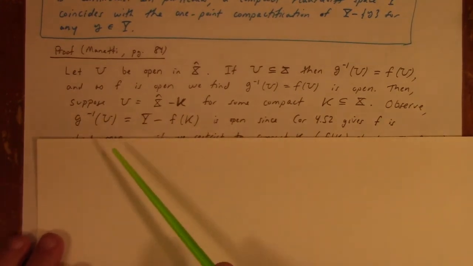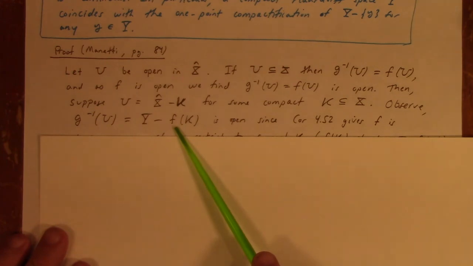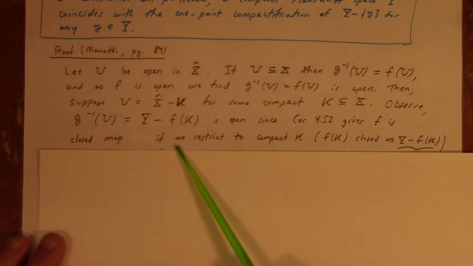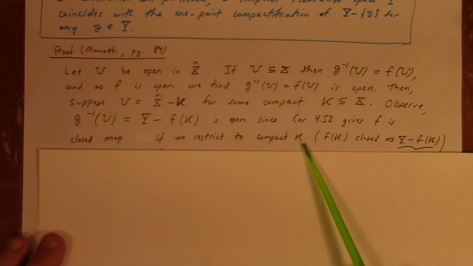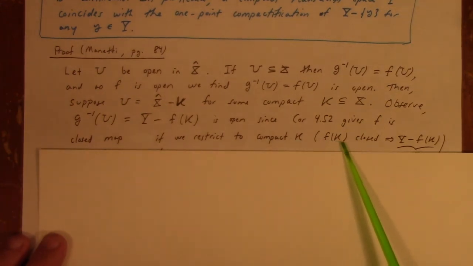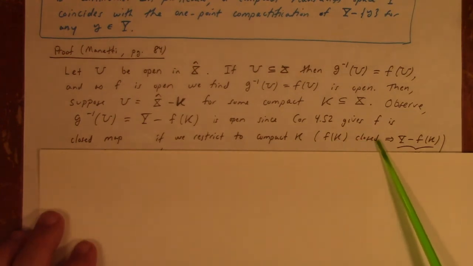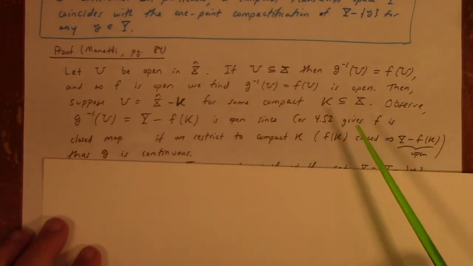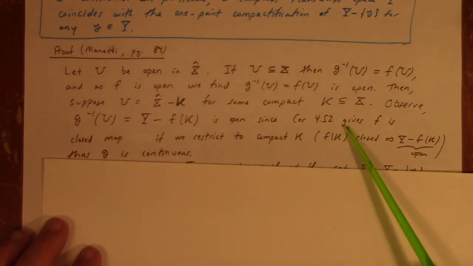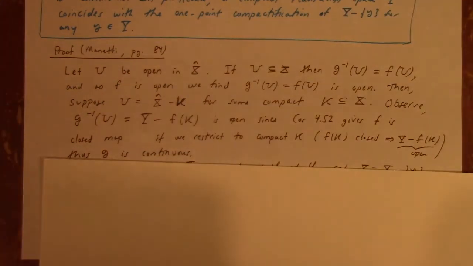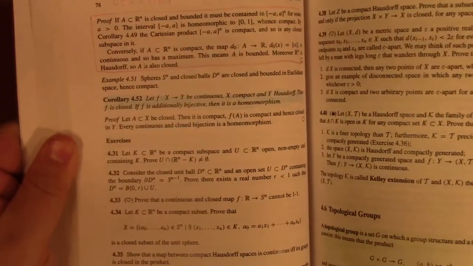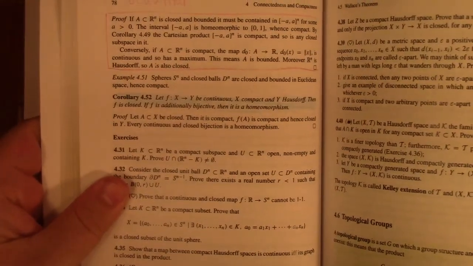So we have G inverse of U is Y minus the image of K under F. And that's open. Why is that open? Because the corollary gives that F is a closed map if we restrict F to a compact set K. Corollary 4.52 gives us that F is a closed map. Let me open that up for us just a second here. 4.52, where was that? So F be continuous, X compact, and Y Hausdorff, then F is closed.